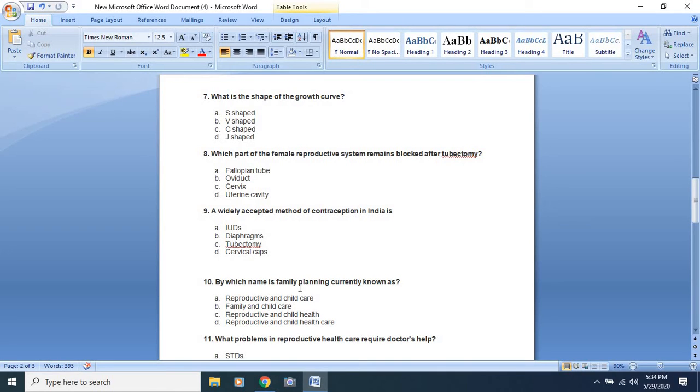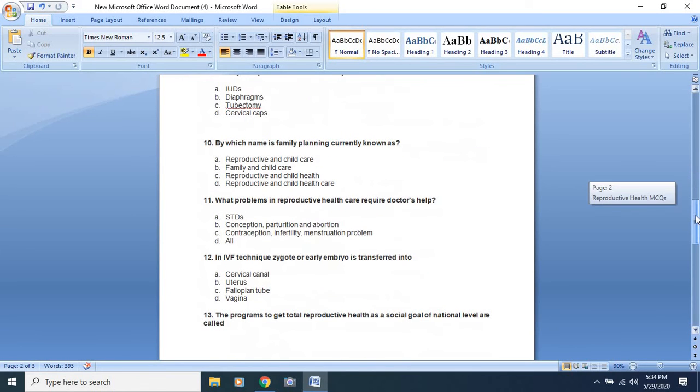Next, by which name is family planning currently known? Family planning is currently known by the term we have seen in the introduction part, that is, here the answer will be D, reproductive and child health care.